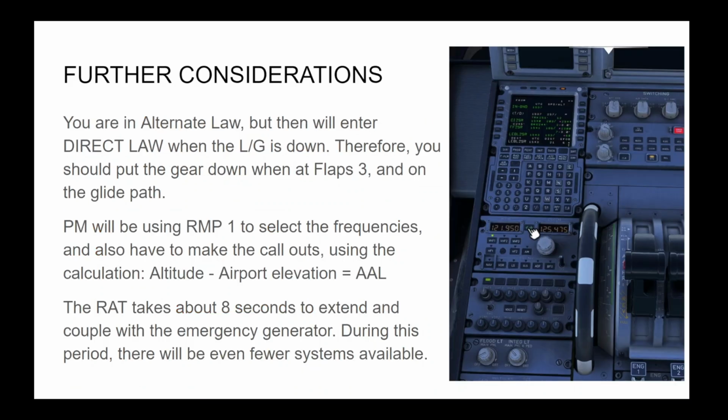Before we jump into the sim, let's think of some further considerations. You are in alternate law, but then will enter direct law when the landing gear is down. Therefore, you should put the gear down when at flaps 3 and on the glide path. PM will be using RMP1 to select the frequencies, and also have to make the callouts, using the calculation, altitude minus airport elevation equals altitude above aerodrome level.